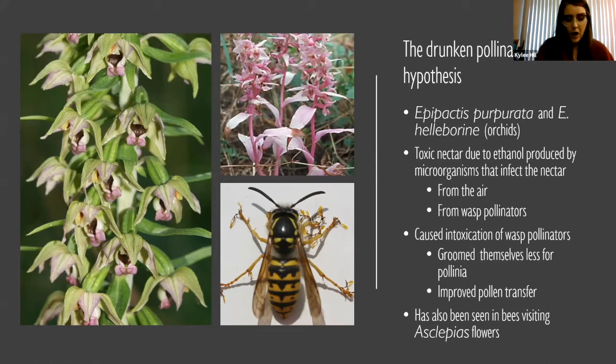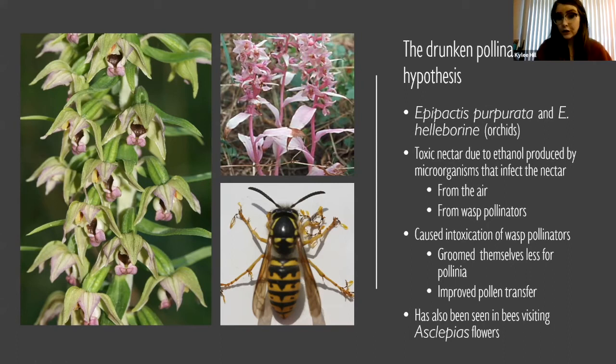And when wasps drank the nectar, they became sluggish and appeared intoxicated. And a result of this intoxication was that they groomed themselves less for pollinia. And you can see the pollinia demonstrated here on the legs of this wasp. And those are basically large masses of pollen grains that are transferred as a single unit, and they're common in orchids. And so these pollinia may easily over-encumber the wasps due to their large size.